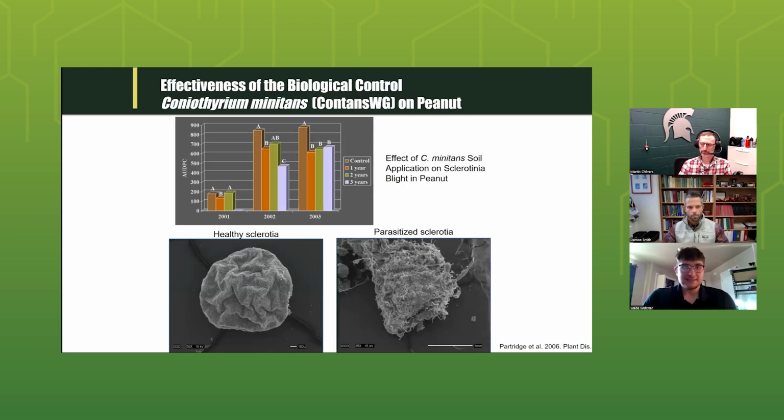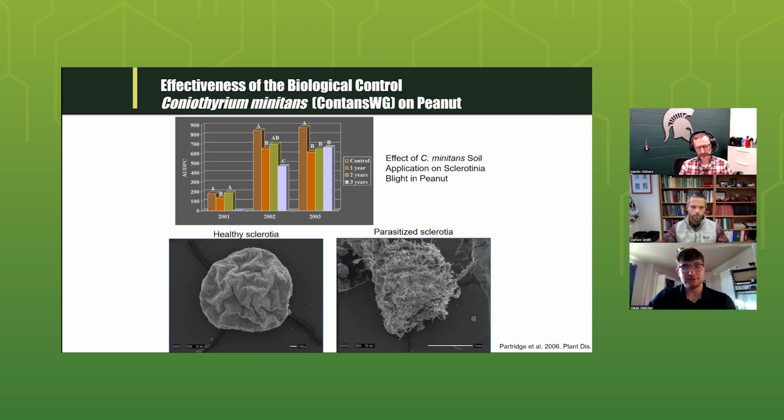Now, this Contans is another fungal organism called Coniothyrium minitans, which is Contans, and has been around for many decades, and it is very effective at colonizing these sclerotia. This is looking at it on peanut for sclerotinia blight, but the concept is the same. This fungus needs these sclerotia as a food source to eat and reproduce and survive. And so this is data that Darcy Telenko had completed years ago.